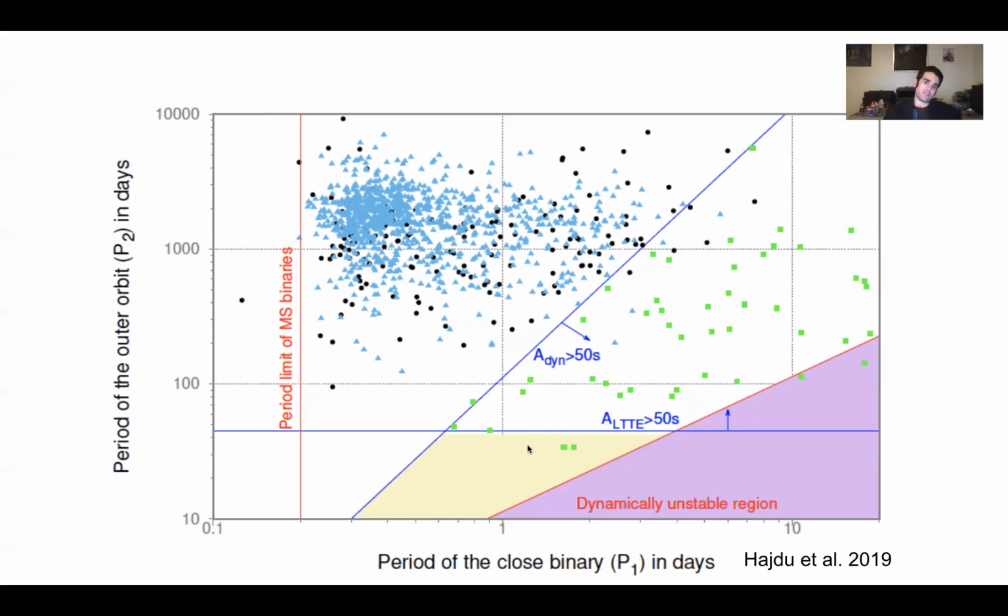And you can notice here that, conversely, there's a small number of systems, a couple of systems, where the dynamical effect is measurable, but the light travel time effect is not measurable.